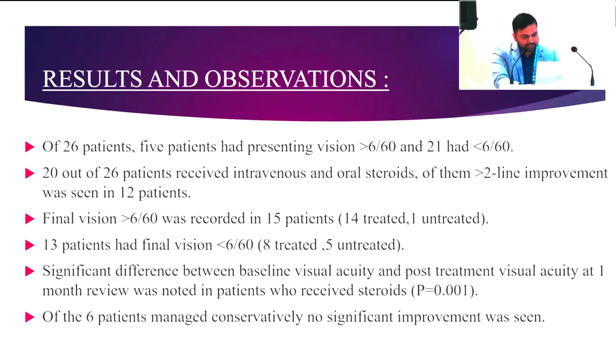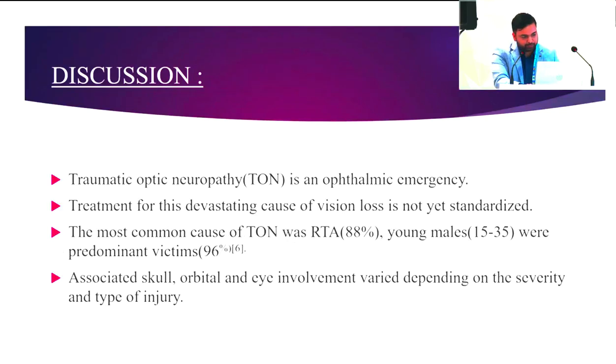Of 26 patients, 5 had presenting vision more than 6/60 and 21 had less than 6/60. 20 out of 26 patients received intravenous and oral steroid. Of them, more than 2-line improvement was seen in 12 patients. 13% had a final vision outcome of less than 6/60. A significant difference between baseline visual acuity and post-treatment visual acuity at 1 month review was noted in patients who received steroid. Of the 6 patients managed conservatively, no significant improvement was seen.